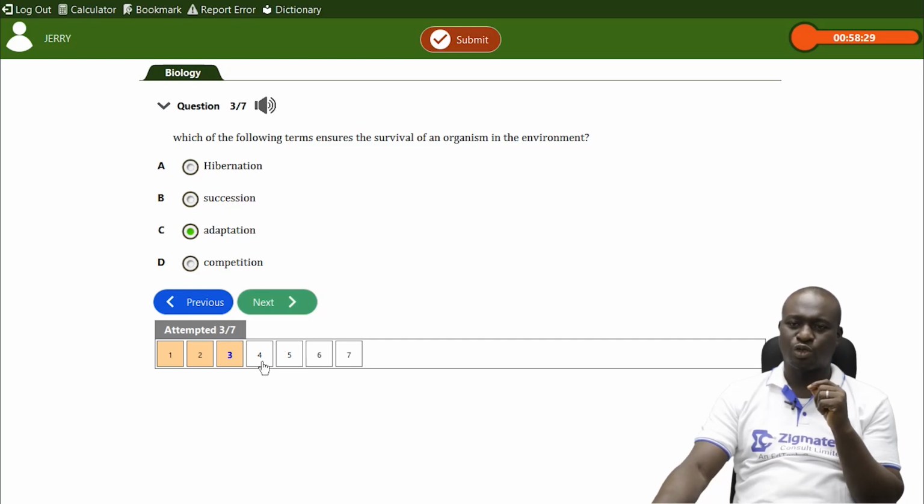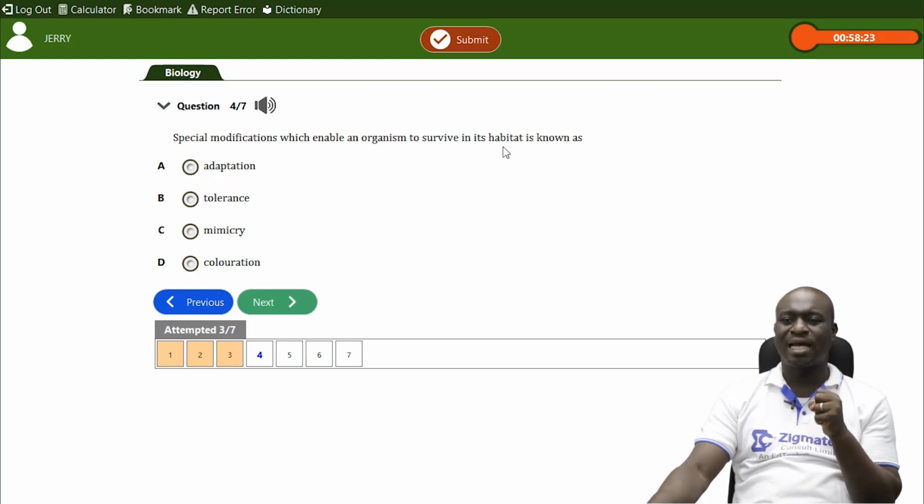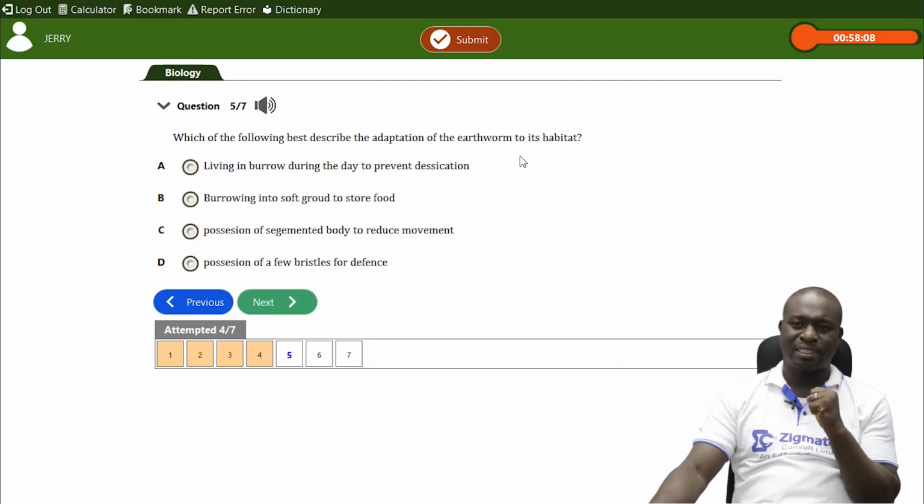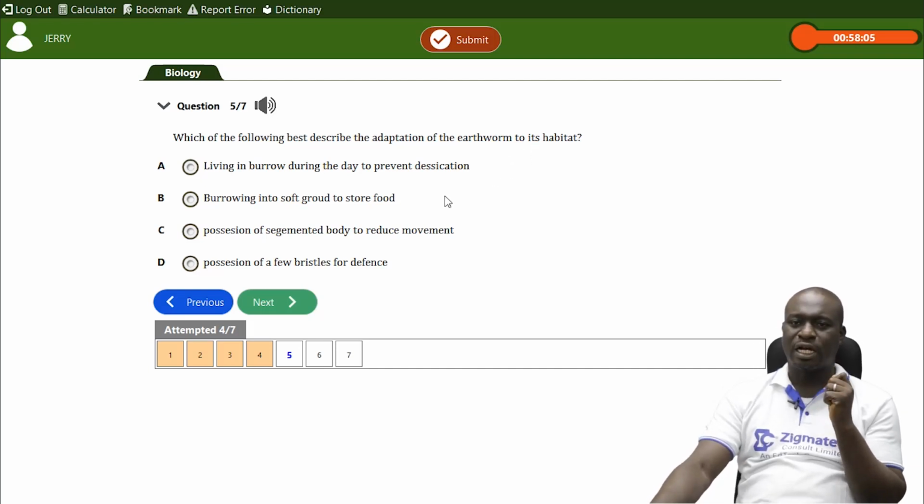Question 4, special modifications which enable an organism to survive in its habitat is known as, of course, adaptation. Question 5, which of the following best describes the adaptation of earthworm to its habitat? A says living in burrow during the day to prevent desiccation. Now, desiccation has to do with drying up, or losing water or moisture from its body. So that is the correct option.